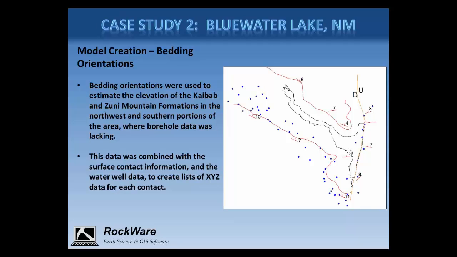So the next step was to use the mapped bedding orientations to create some additional control points in the northeastern and southwestern portions of the area for each surface. So we projected some planar surfaces through the points along the contacts based on the measured bedding orientation in the area and pulled elevations from those planar surfaces. This projected data, which was, by the way, both below ground in the northern part of the area and above ground in the southwest, was combined with surface contacts and borehole information to create one list of XYZ values for each stratigraphic unit in the model.